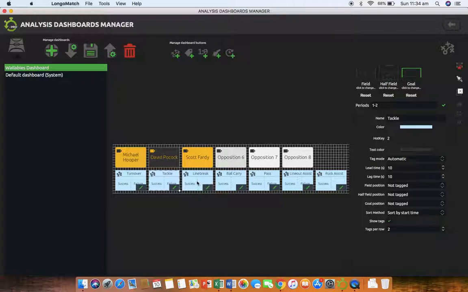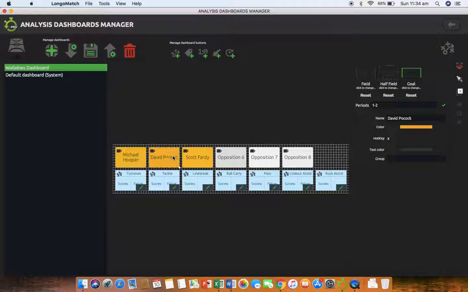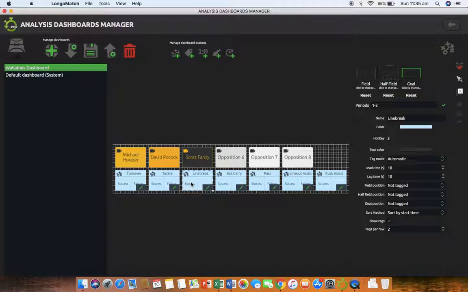In terms of line break, that's certainly more an attacking scenario, and that was quite simply if one of these players did break a tackle, they would be classified as a line break success. So you would come down here and just click success.